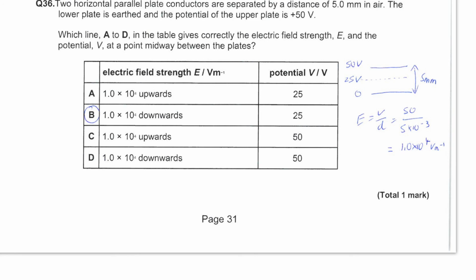So looking back at the diagram, we had labelled the upper plate as 50 volts and the lower as 0. So that's like thinking from positive to negative. This is more positive than that one. So the direction of the field is downwards. That now limits us to answers B and D. So finally we need to know the potential midway between the two plates, and since this is a uniform field, the potential halfway between them will be 25 volts, giving us answer B.